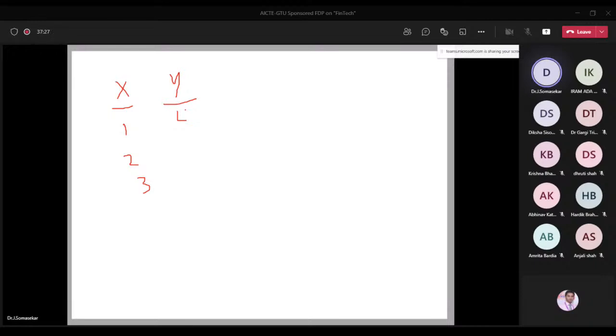Okay. So Y indicates the Bitcoin price in terms of dollars or maybe Indian rupees. That depends on the application. So here I'm taking Y values 4, let us assume 5, let us assume 7. So this is the data.